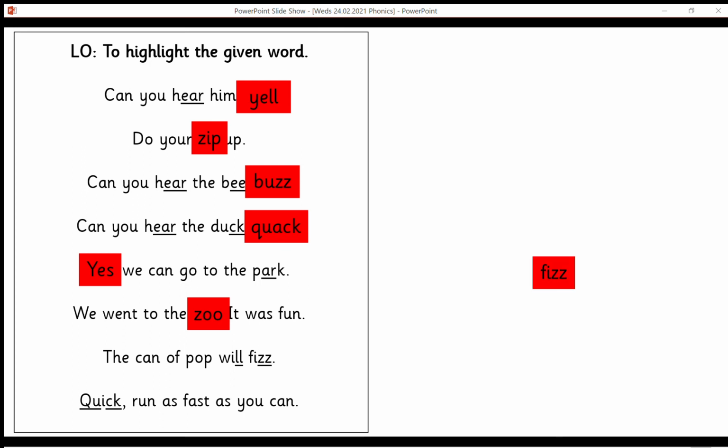Here's a clue. Let's see if you got it right. Super, well done. Okay, last one. Rex robot arms ready. Off we go.